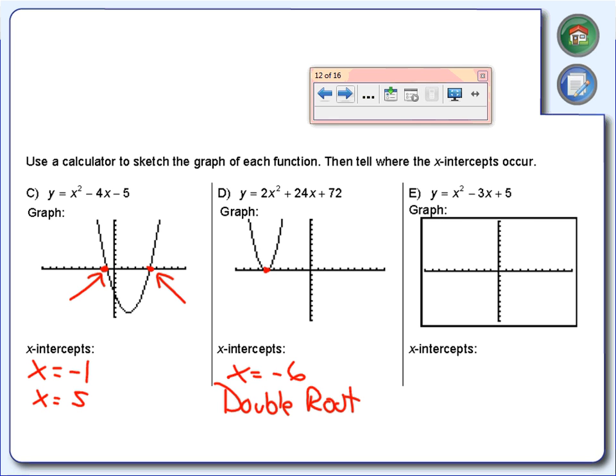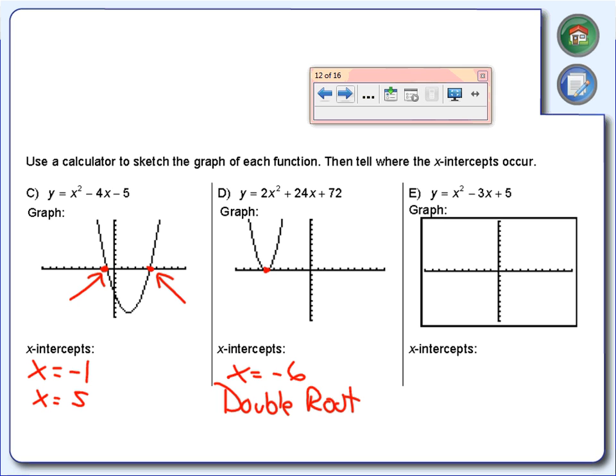Remember, yesterday we said that when we're working with a quadratic, we would always have two complex roots, and we do have two roots here, even though there's only one x-intercept, and it's negative 6. We call that a double root. It's the same answer twice. All right, last one, E.